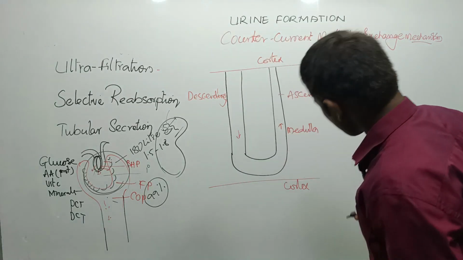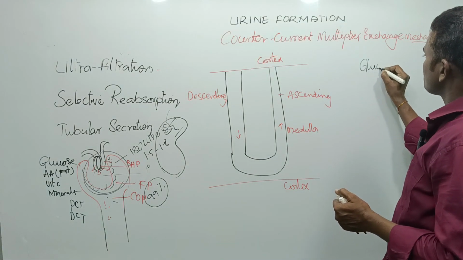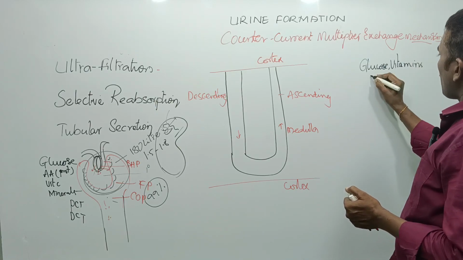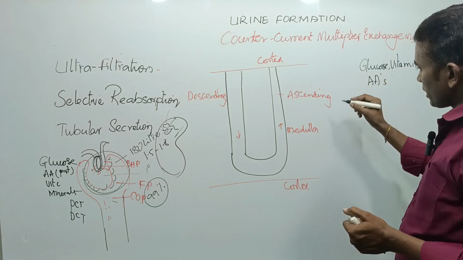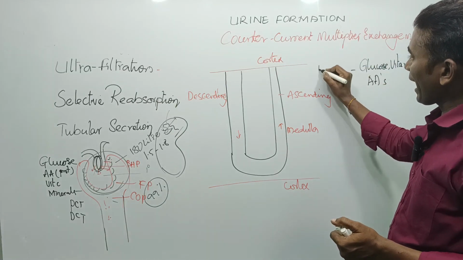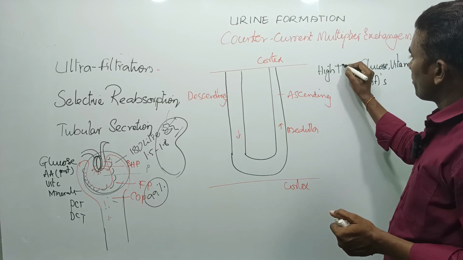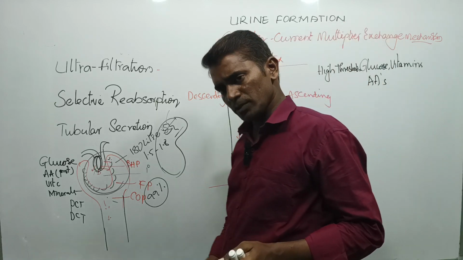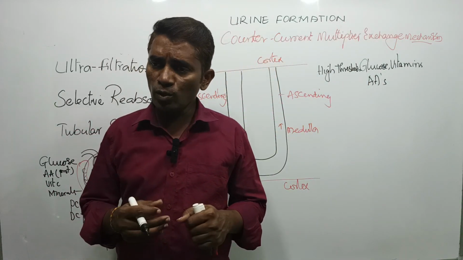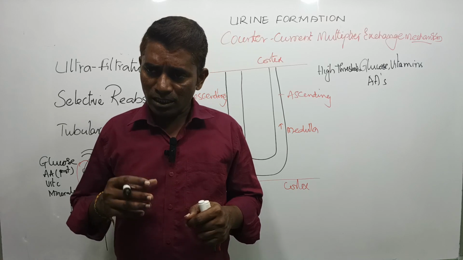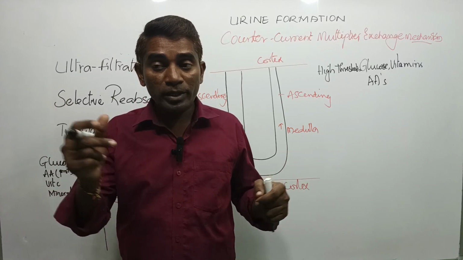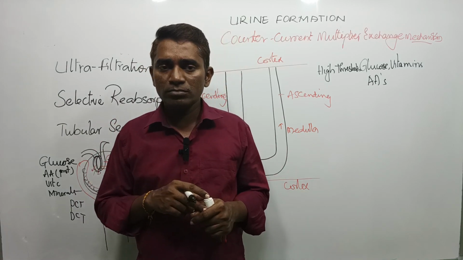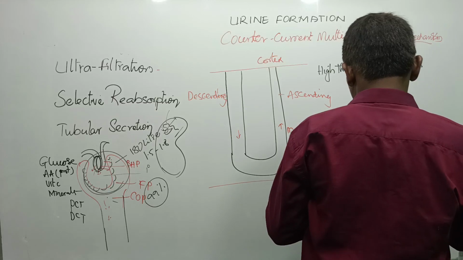For example, compounds like glucose, vitamins, amino acids, right, they are usually said to be high threshold substances, meaning these are the compounds that are completely reabsorbed. They are useful compounds: glucose, amino acids, vitamins, even bicarbonates are usually reabsorbed itself. These are called high threshold substances.